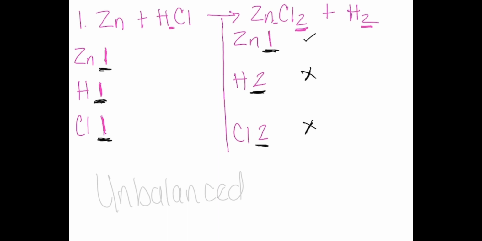So that makes this equation unbalanced. Okay? It is unbalanced. In order for this to have been balanced, both elements on both sides needed to be the exact same number. And in this case, it is not. So therefore, it makes this equation unbalanced. Okay?